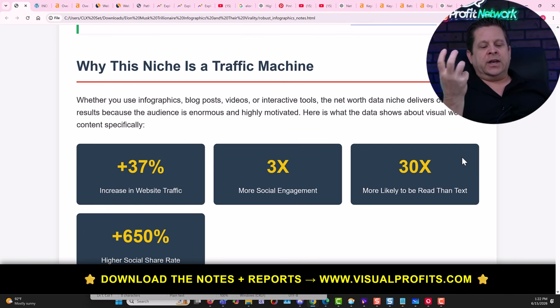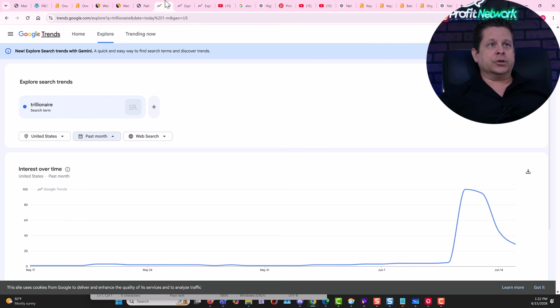Why is this specific niche of net worth so powerful? First of all, a 37% increase in website traffic. If you look at Google Trends over here, you can see that the term trillionaire actually took off right here. This is why my infographic got a lot of traffic there. Okay, and it's not a lot. I mean, it's 1,700 people that didn't know me before. Now they know me, which is cool. And I can actually make content around that and build around it.